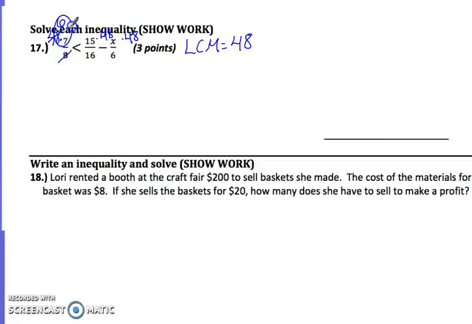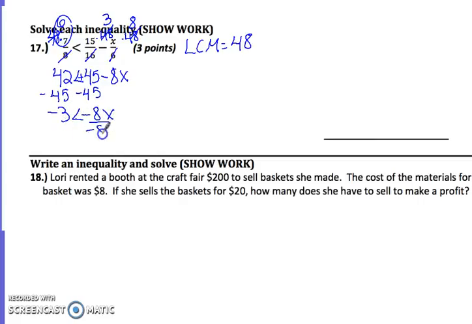6 times 7 is 42. Is less than 48 divided by 16 is 3. 15 times 3 is 45. 48 divided by 6 is 8, so minus 8x. Now it's a lot easier. It's a positive 45, so subtract 45 from both sides. 42 minus 45 is negative 3, is less than negative 8x. Divide both sides by negative 8, and you have a fraction here. First flip. So it becomes positive 3/8 is greater than x, which means that x is less than 3/8. You have to remember to flip this right here.